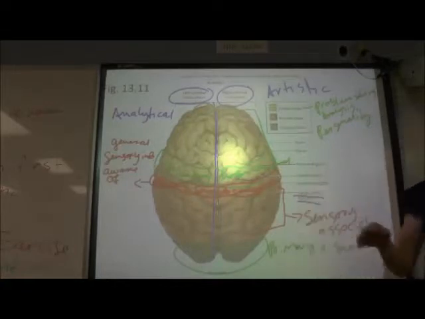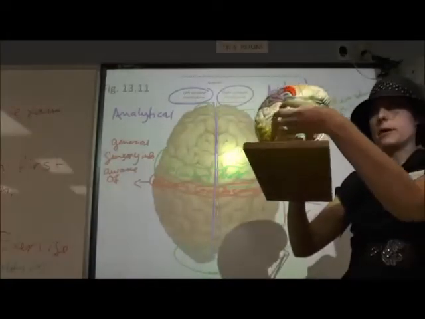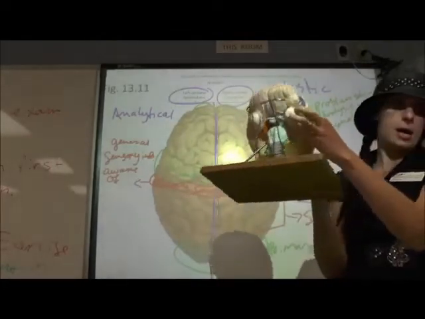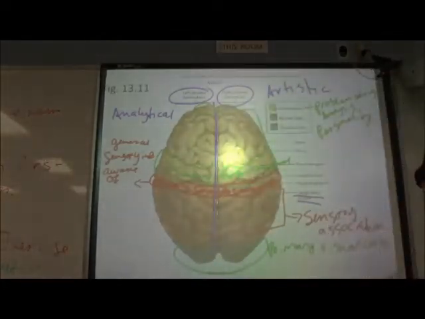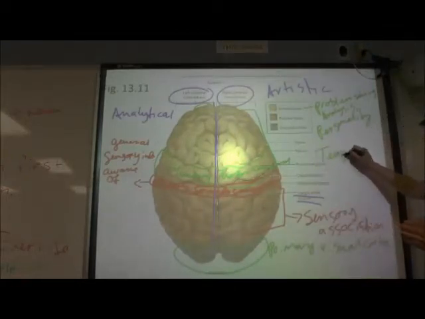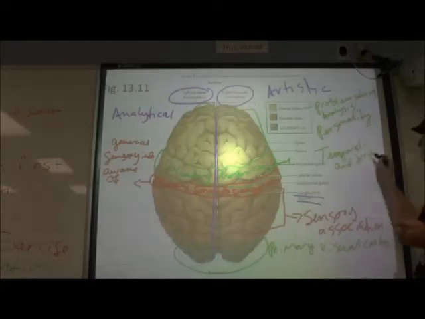And then you can't see the temporal lobes here, but you can see them on your models. These guys are your temporal lobes. They're inferior to your parietal lobes. So right here, our temporal lobes are going to be important for our auditory information. So our auditory information comes in there. Olfaction, which is your sense of smell, is actually also processed in the temporal lobes.